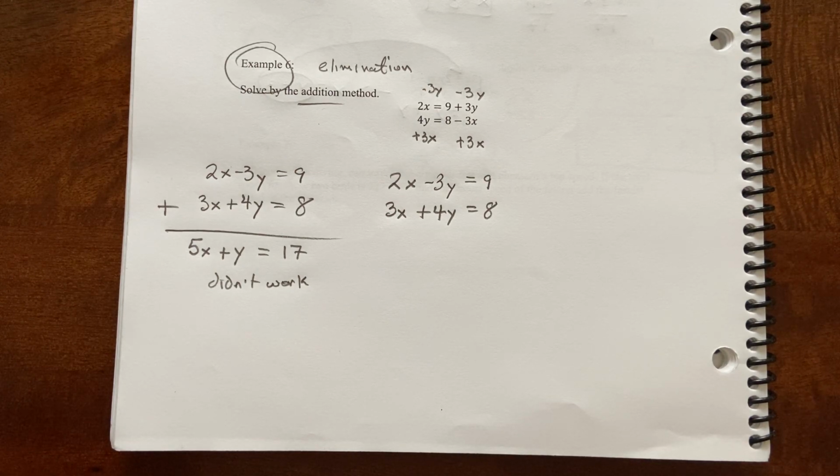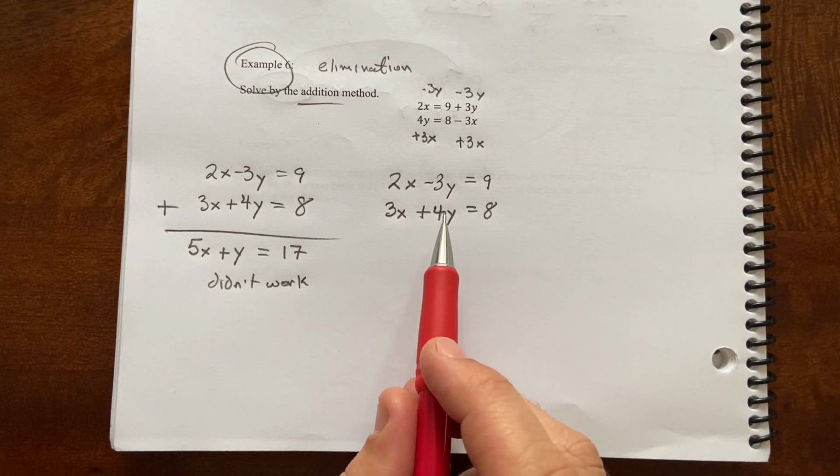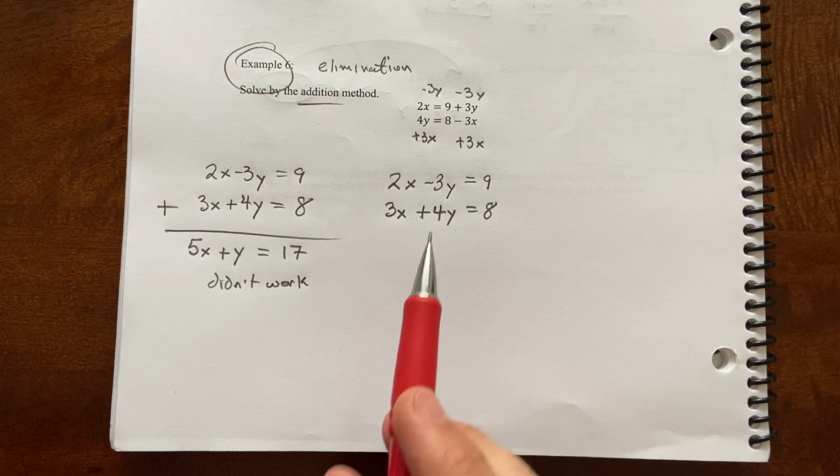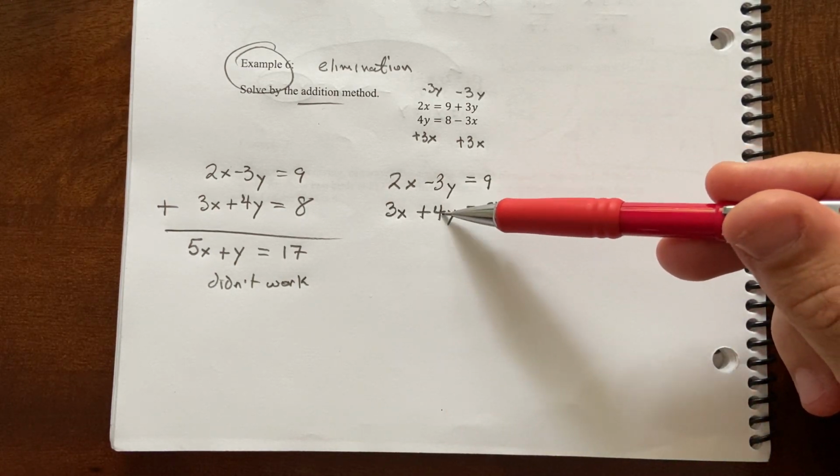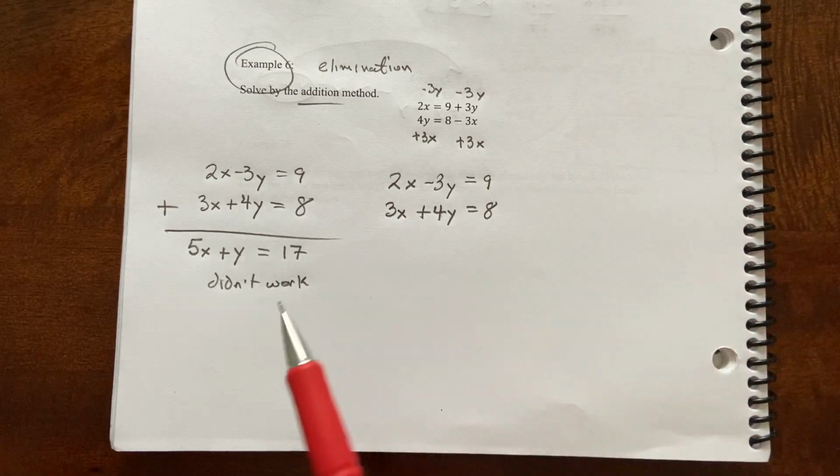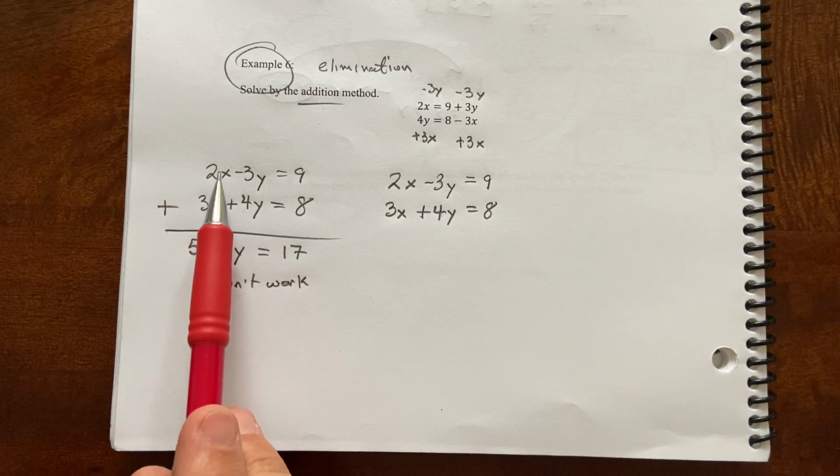If that was a lot, please hit rewind. That's the beauty of YouTube, I guess. So what I want to do is actually create opposites. The reason why nothing got eliminated is because I didn't have opposites.